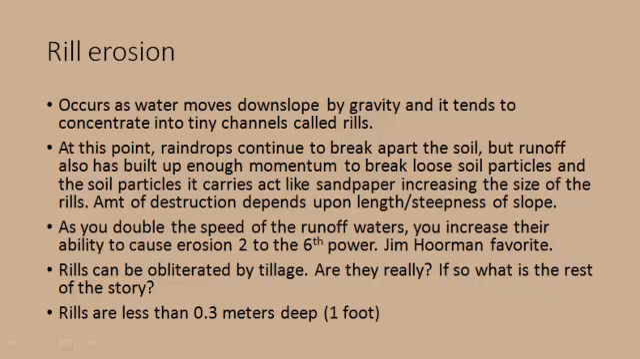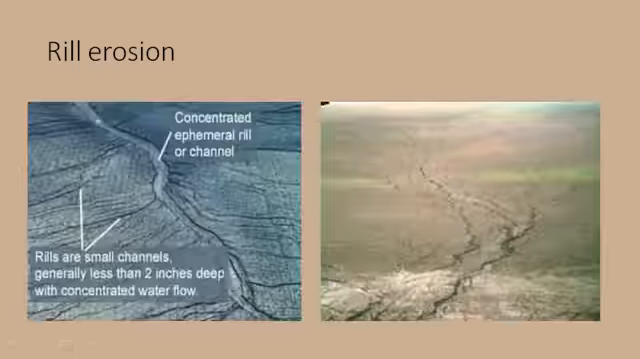And as Jim Horman has told us over the years, as you double the speed of your runoff water, you increase its ability to cause erosion 2 to the 6th power. The literature says that you can erase those rills by tillage. But is this really the rest of the story when you've got these rills that can be up to a foot in depth? Now, to plant these fields, you're going to have to get out there with a tillage tool.